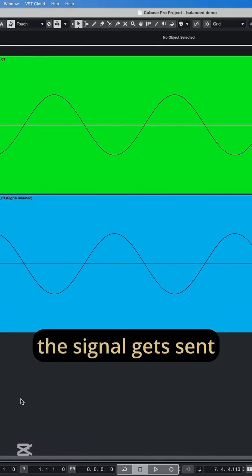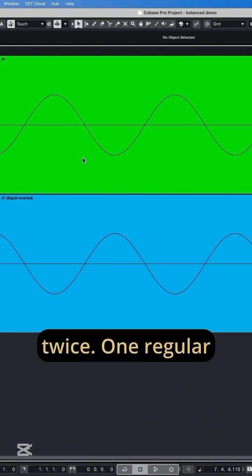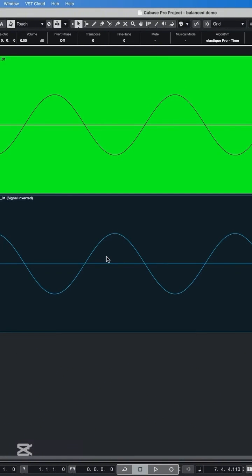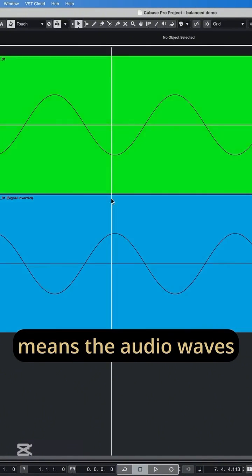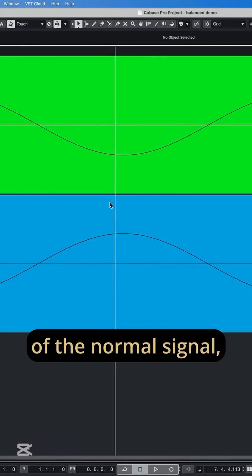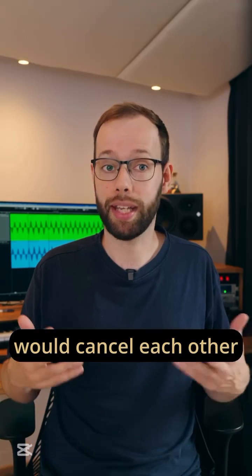At the source, the signal gets sent twice. One regular signal and one with its phase flipped. Flipping phase means the audio waves do the exact opposite of the normal signal, and if you would combine the two, they would cancel each other out, and you would hear nothing. We can use this in our favor.